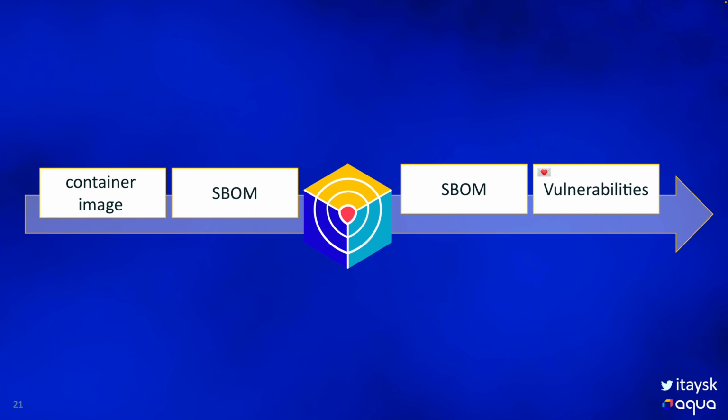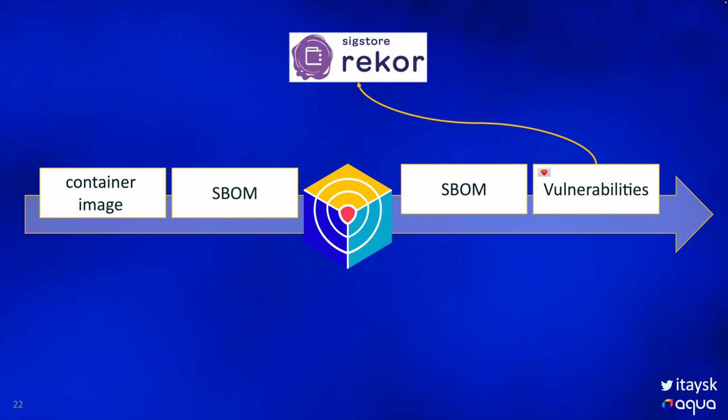We can sign it, we can associate it with the given image, and we can also store it in Rekor as a cosign vulnerability report. And this is very interesting because it's basically taking the end result of the entire scanning process and making it ready to use. And it opens the door to some interesting use cases.